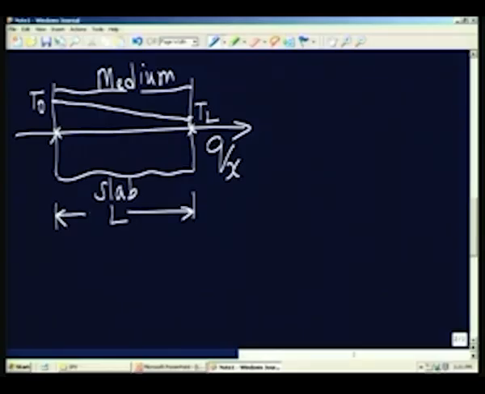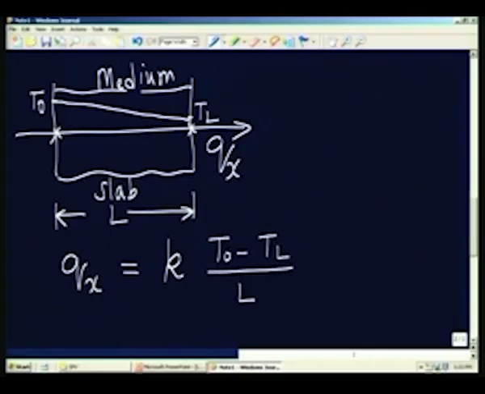So, we will write the equation as Q in the x direction is given by K, the thermal conductivity of the solid or the medium, multiplied by T naught minus T L divided by L, and you can immediately see that the temperature gradient has become T naught minus T L divided by L, and K is the factor, thermal conductivity, which is to be determined.